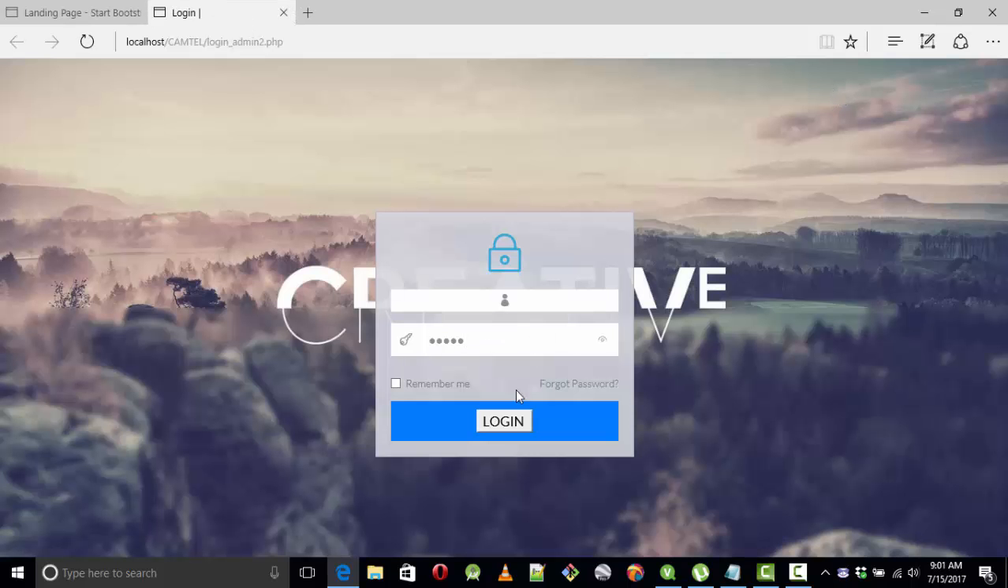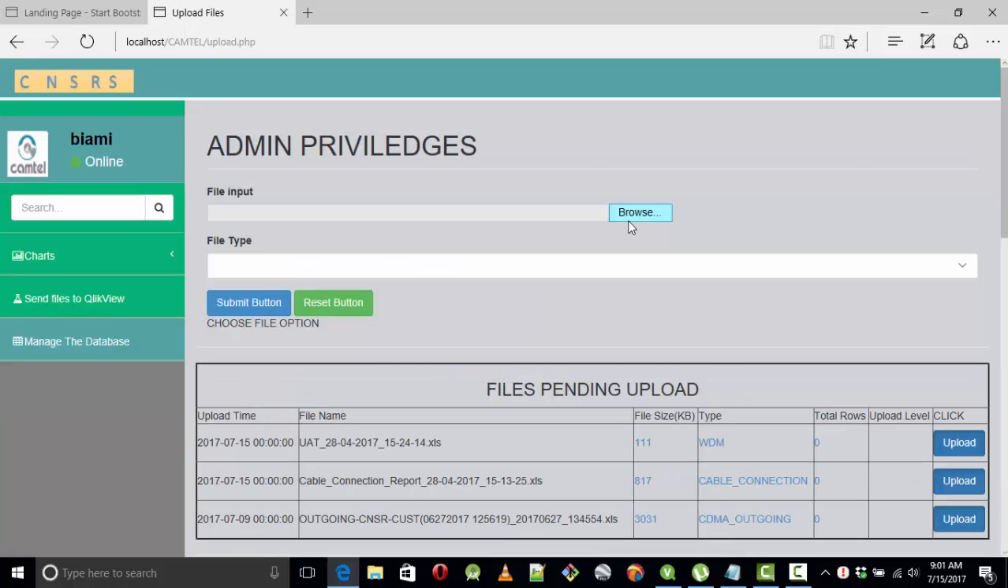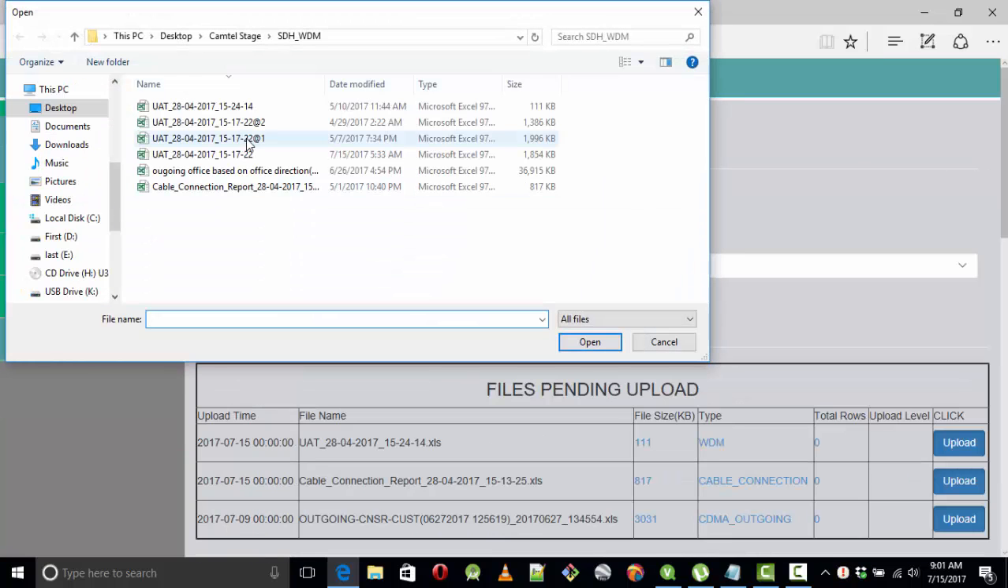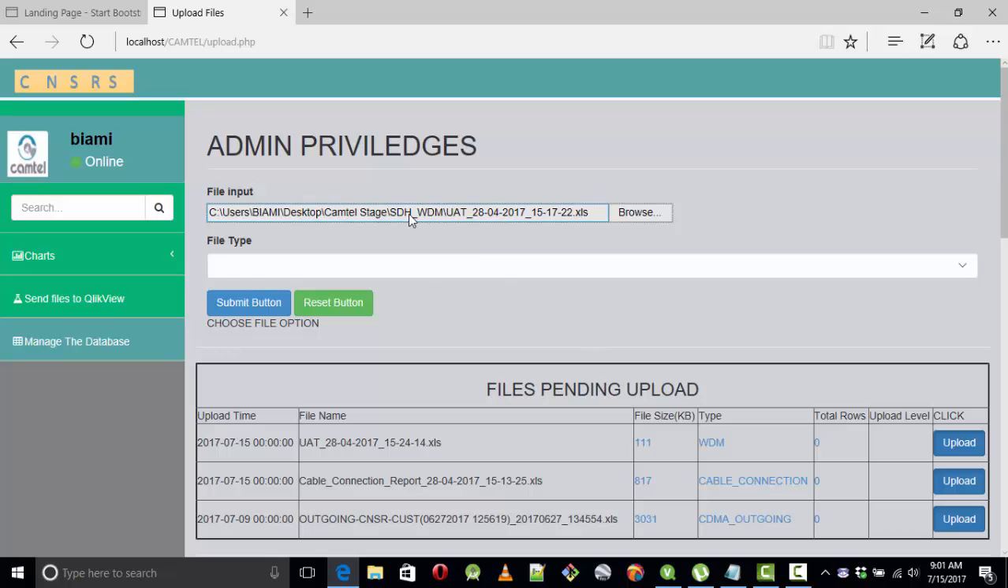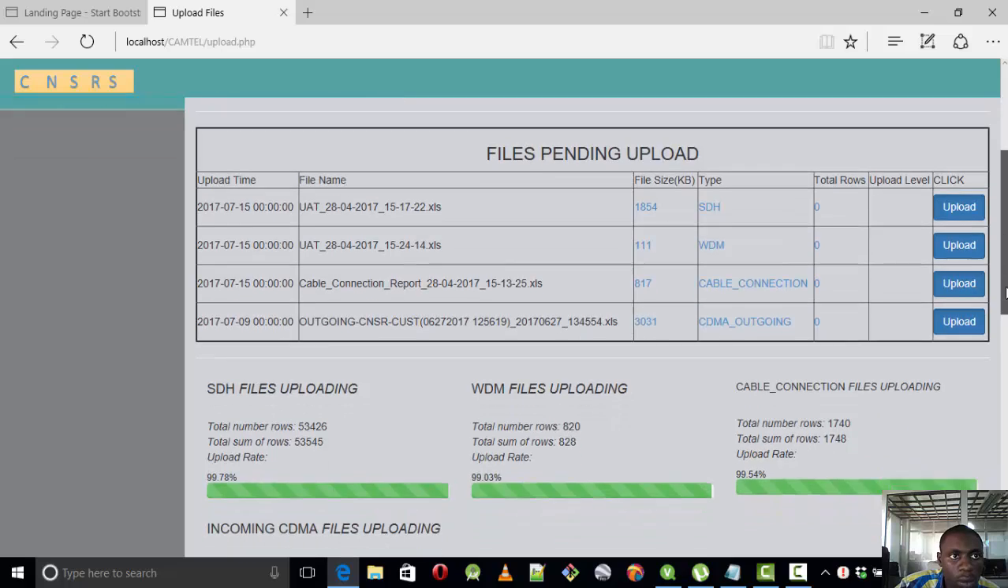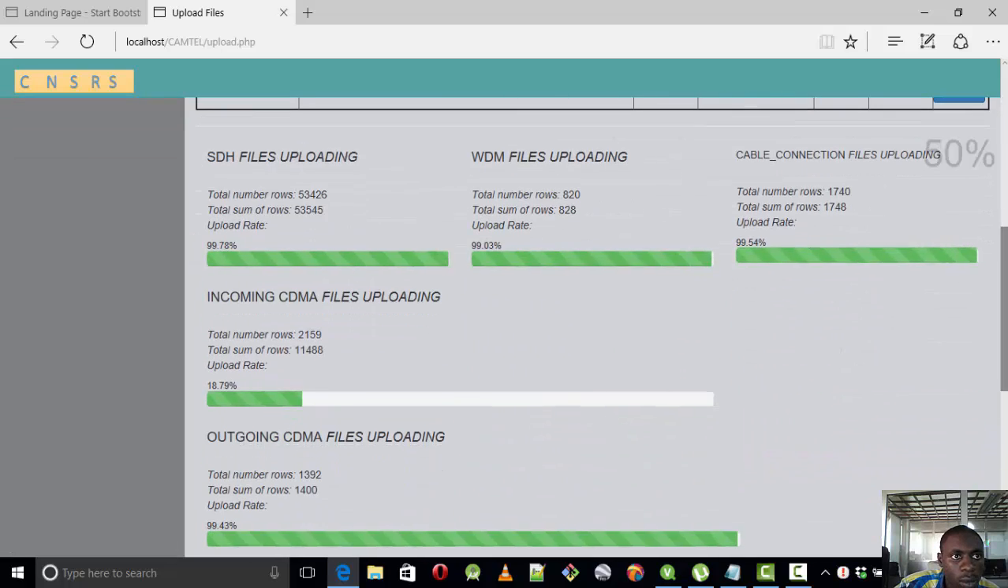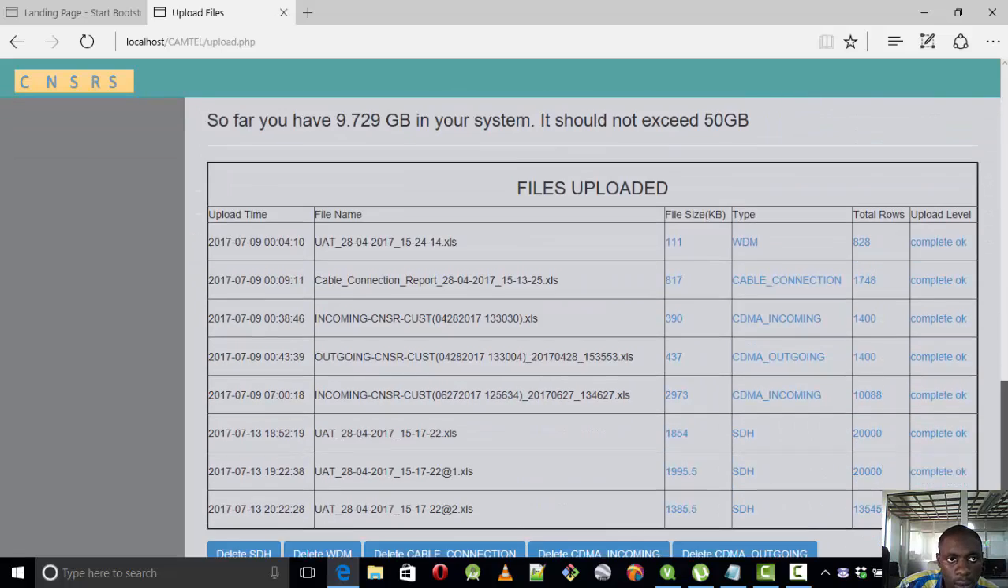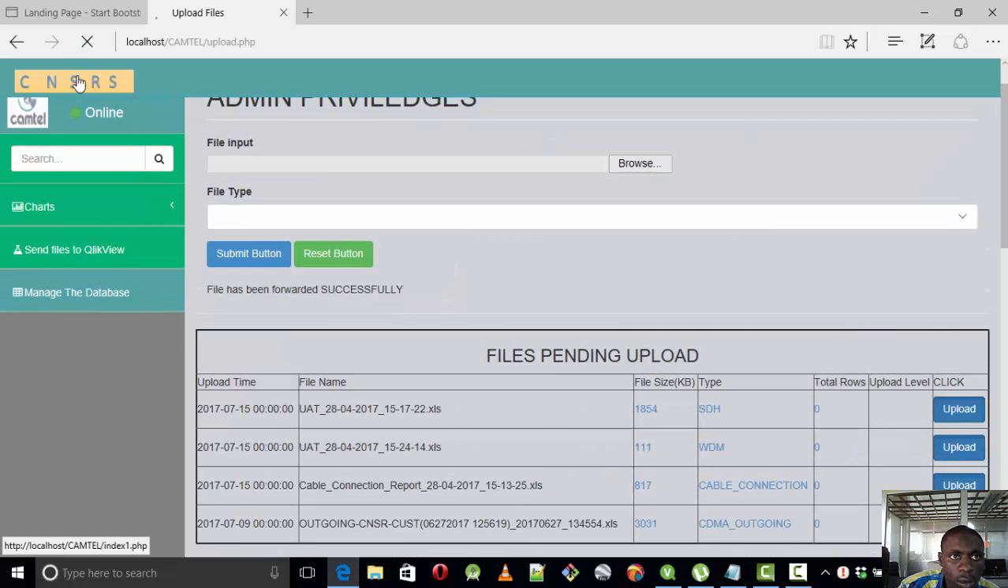Now, uploading files is reserved only for the administrator, as is the sign up of new users. You upload files into our system, then next into the database. You can see the upload rates of the various files that have been uploaded already.